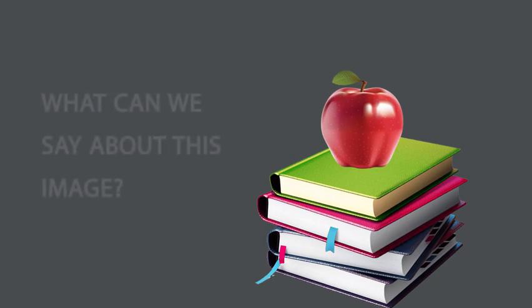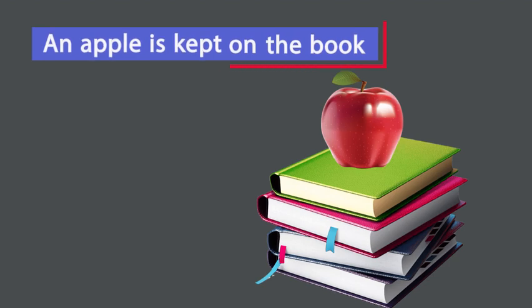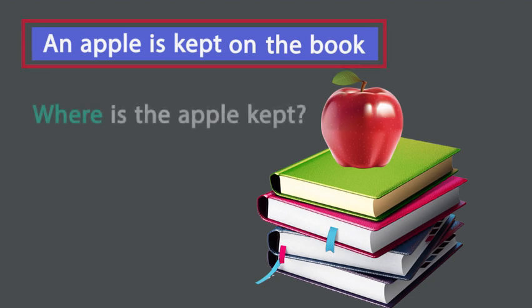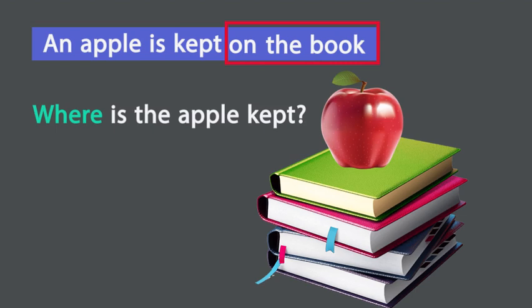Take some books. Take an apple. And you like apple, right? And look at this image now. So what can we say about this image? So we can say an apple is kept on the book. So this sentence is very much clear that there is an apple and it is kept on the book. If I ask you where is the apple kept, then it is obviously on the book.